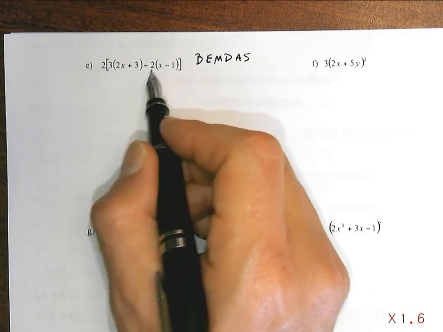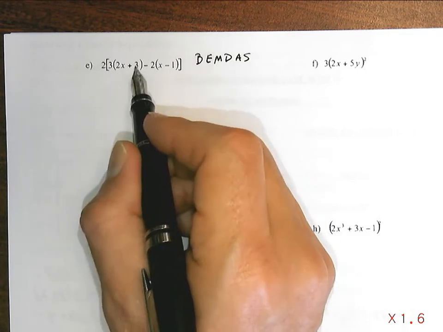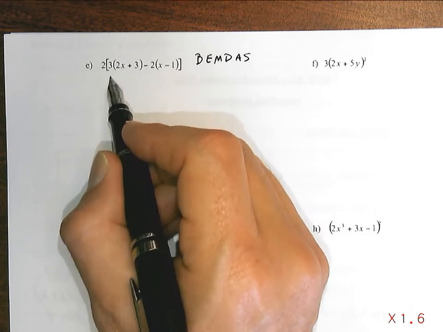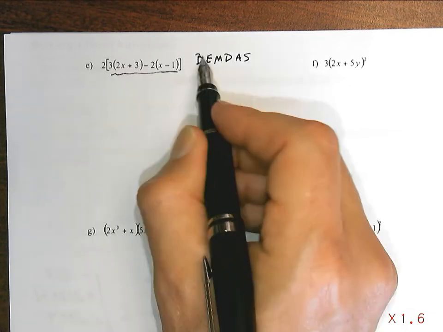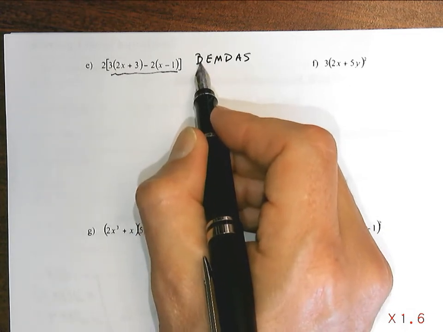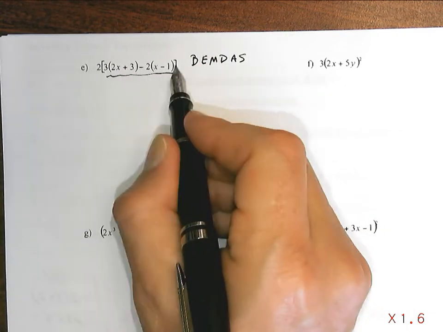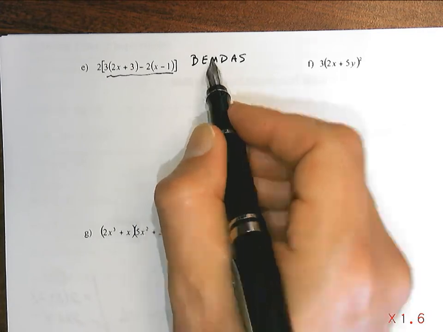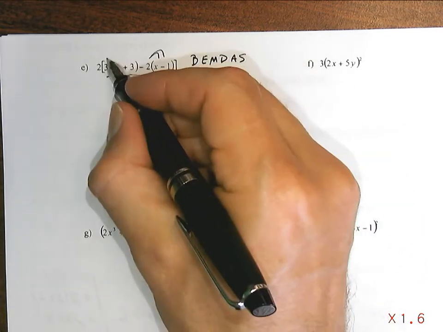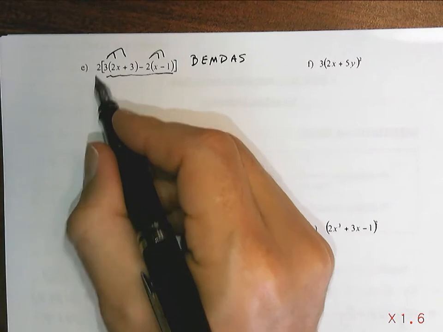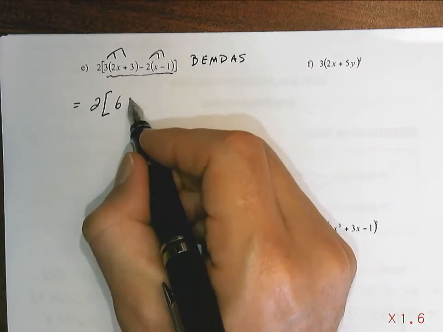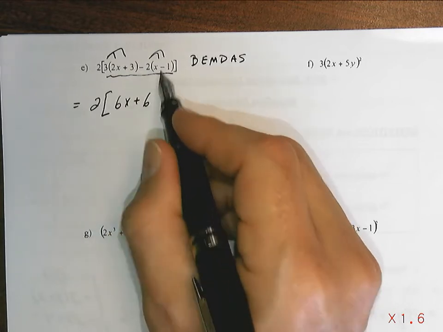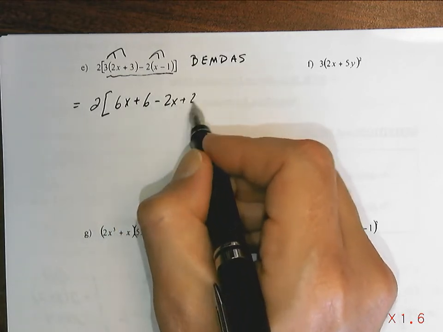x minus 1, can't do anything there. 2x plus 3, can't do anything there. So I come out of the brackets, and I look at what's inside the square brackets, and I say, okay, there's nothing to do inside the brackets. Are there any exponents? No. Multiplication? So I'm going to do the multiplications that we see here, remembering that 2 on the outside. So that's going to become 6x plus 6, and this is negative 2x plus 2.